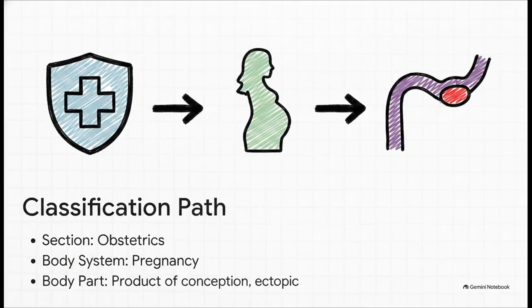Okay, here is a crucial point you'll want to lock in. The removal of an ectopic pregnancy is always classified to a very specific location in the coding manual. You've got to start in the obstetric section. Once you're there, you target the pregnancy body system. And finally, for your body part, you must explicitly select product of conception ectopic. This sequence right here, it's your unshakable foundation for these cases. No matter what surgical technique was used, categorizing the removal of an ectopic pregnancy always maps straight to obstetrics, pregnancy, and that ectopic product of conception body part.